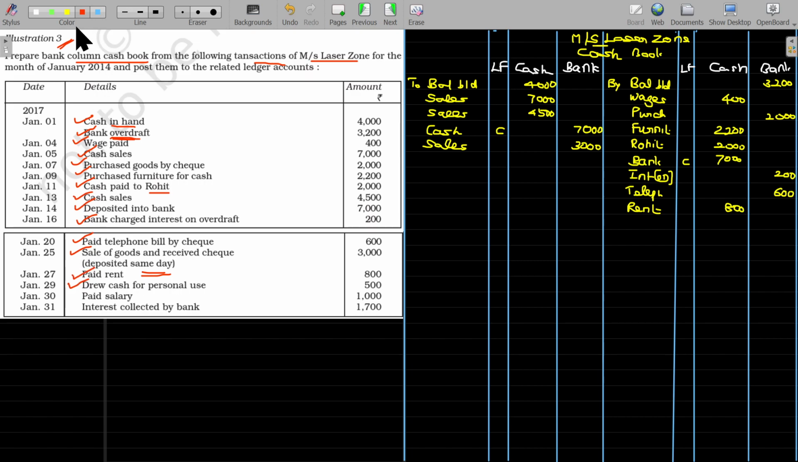Drew cash for personal use, 500. Then in description, I have to name this drawings as it is for personal purpose. Value being 500. And paid salary 1,000 rupees, in the payment side, salary. I assume that the payment being by cash, so I'll put that value in the cash column, 1,000 rupees. And interest collected by the bank. Banker collected interest. So in bank column, 1,700.